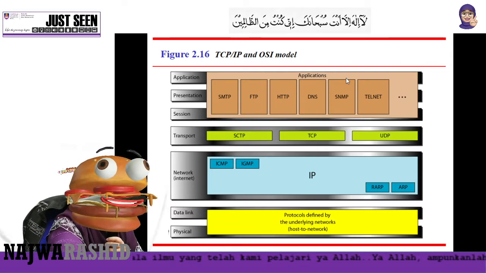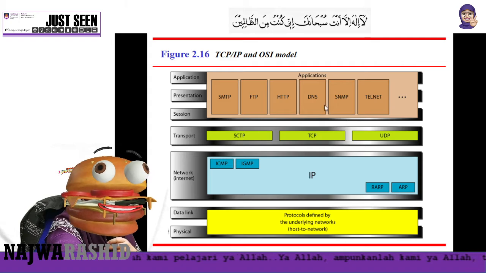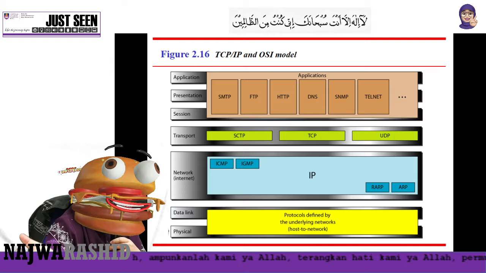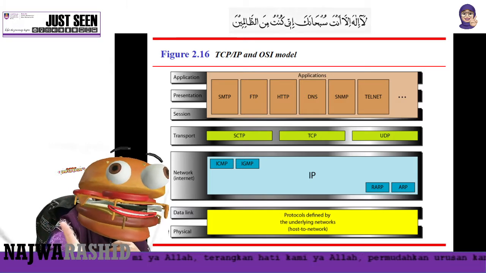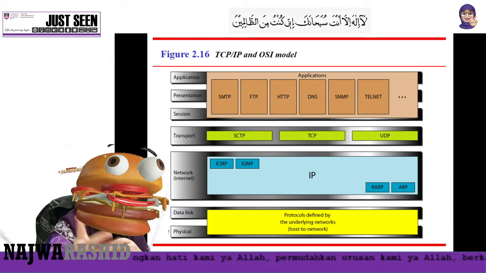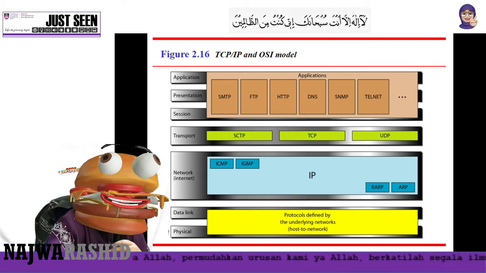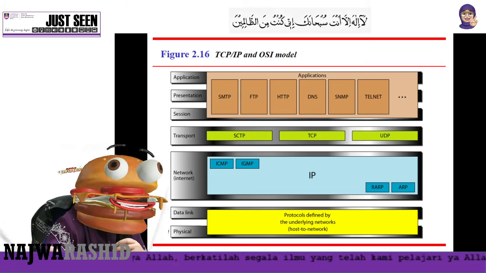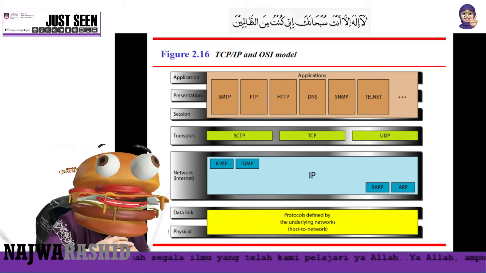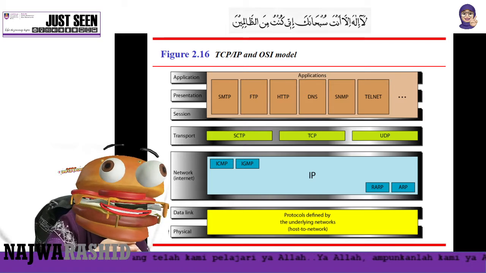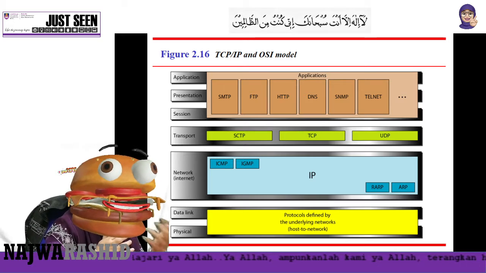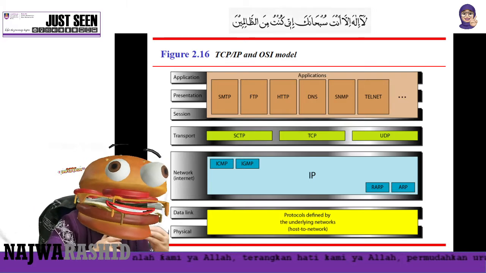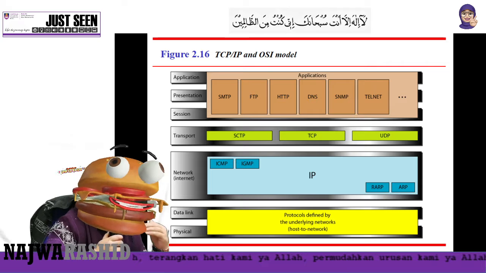The first layer is the application layer. There are several protocols involved in that layer. For example, here we have SMTP for the email part, FTP for the file transfer protocol, and HTTP for hypertext. Then we have DNS for the domain name system, and we also have SMTP, telnet, and so on. Those are the protocols that we can find under the application layer.